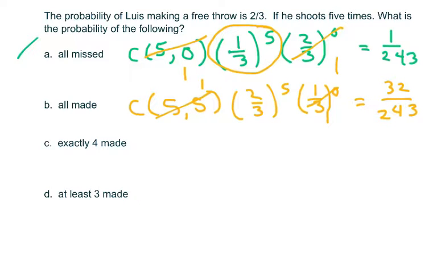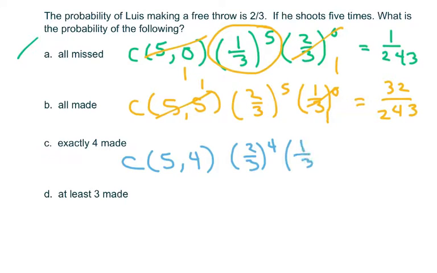Now he exactly makes 4. So this would be, he makes 4. So his make is 2/3. And his miss is 1/3. And so he misses 1 and he gets 4. And this equals 5. And you multiply this out, and you get 80 over 243.